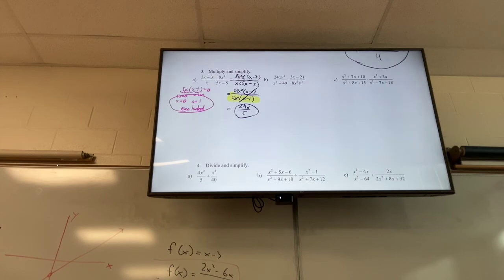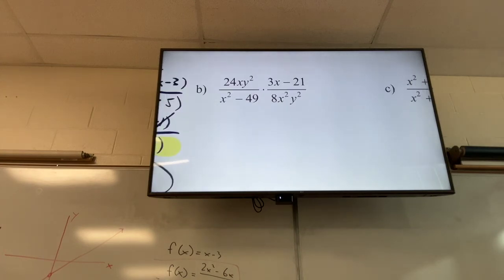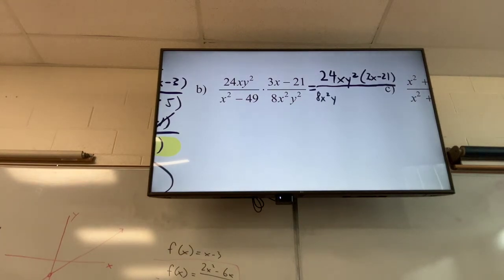All right, let's do the same thing here with b. This is going to be equal to 24xy squared times 3x minus 21, all over 8x squared y squared times x squared minus 49. I'm not going to distribute.